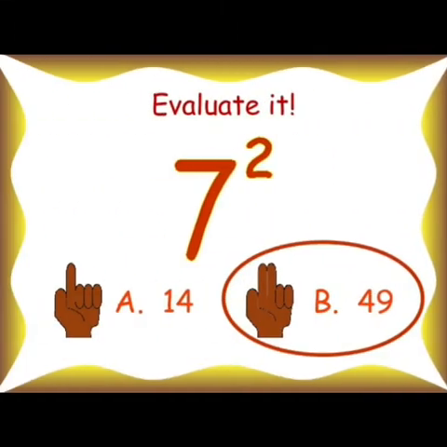Next is evaluate. Suppose I give the number 7 square. What does it mean? 7 square is nothing but 7 into 7. It is not 2 into 7. Please understand, it is not 2 into 7. 7 square means you have to multiply 7 by itself two times. Don't take it as 7 into 2. So 7 into 7, what is the answer? 7 into 7 is 49. So 49 is the answer.